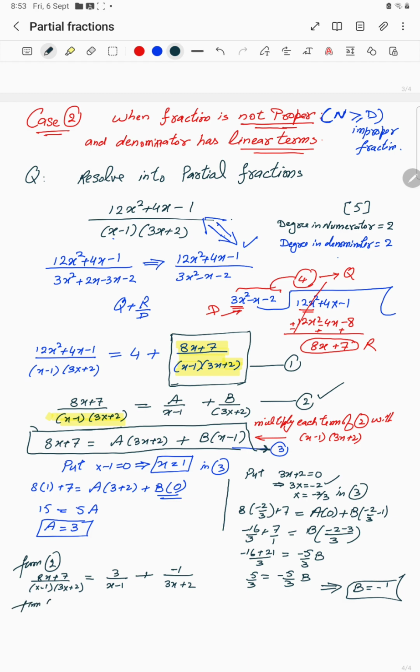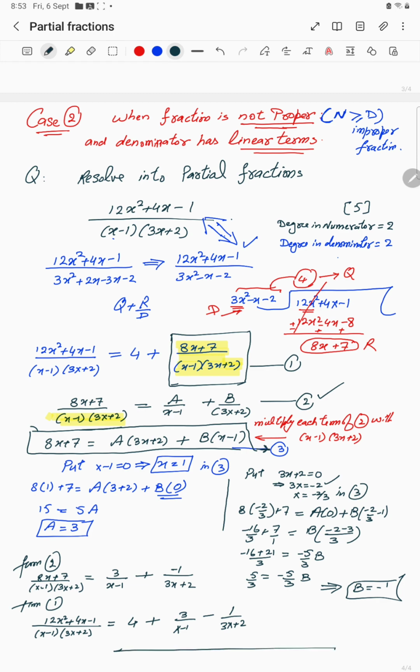So you can say that from 1, the original question was (12x square plus 4x minus 1) whole divided by (x minus 1)(3x plus 2) equal to 4 plus this above result. So this is my final answer, plus minus 1 over 3x plus 2. I hope it is clear.